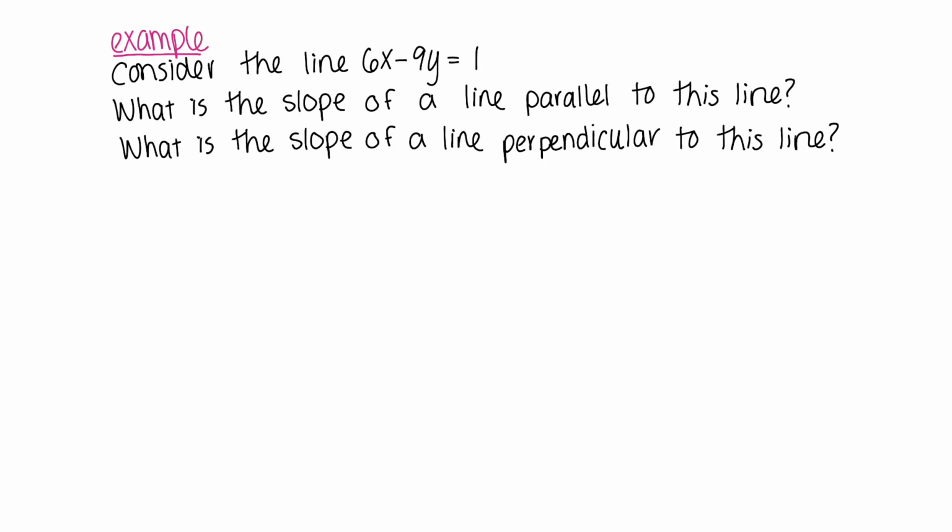So with the original line, I'm going to put it into y equals mx plus b form, which is also known as slope-intercept form. So 6x minus 9y equals 1. Once again, I am moving those x's over, so subtracting 6x on both sides. We have -9y equals -6x plus 1. To get the y by itself, I'm dividing by -9, and I'm dividing everything by -9.